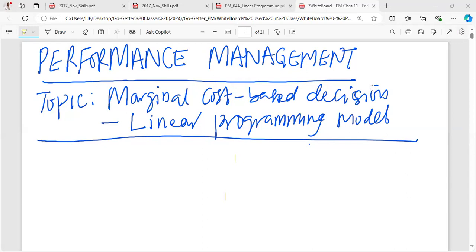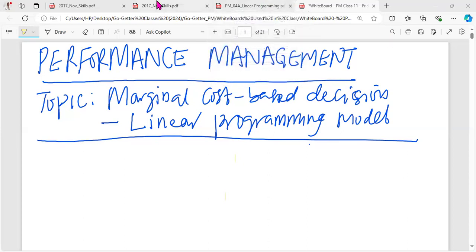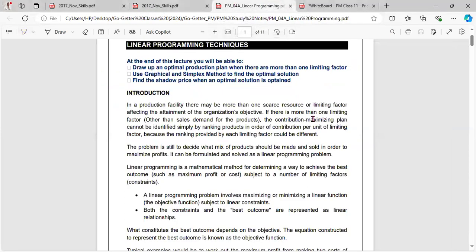Now, for those of us who are doing Excel, the function that calls for linear programming is in your What-If Analysis, which is scenario based, and you'll see something like Solver, and it uses a linear programming model. So you are trying to solve an assignment or a transportation problem. So what is linear programming?